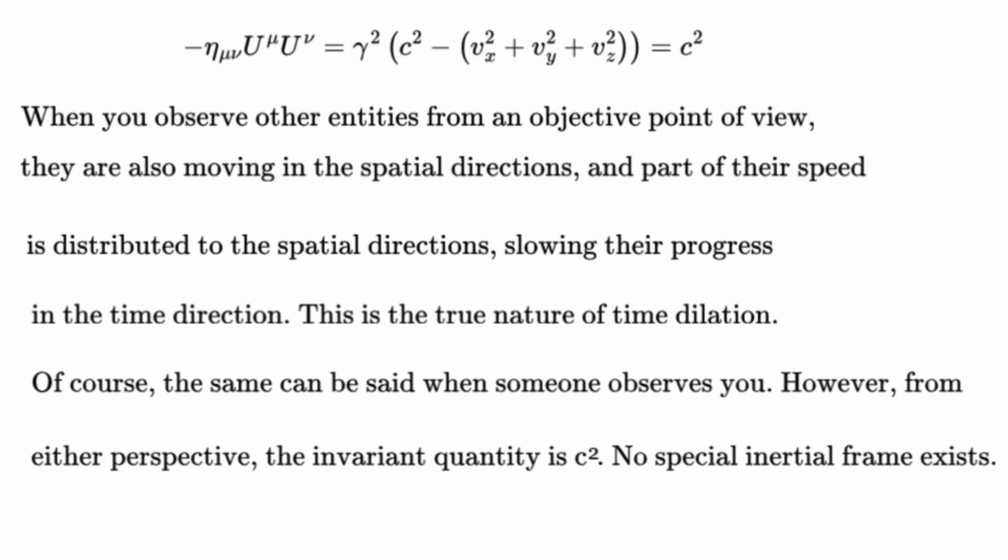When you observe other entities from an objective point of view, they are also moving in the spatial directions, and part of their speed is distributed to the spatial directions, slowing their progress in the time direction. This is the true nature of time dilation. Of course, the same can be said when someone observes you. However, from either perspective, the invariant quantity is c². No special inertial frame exists.